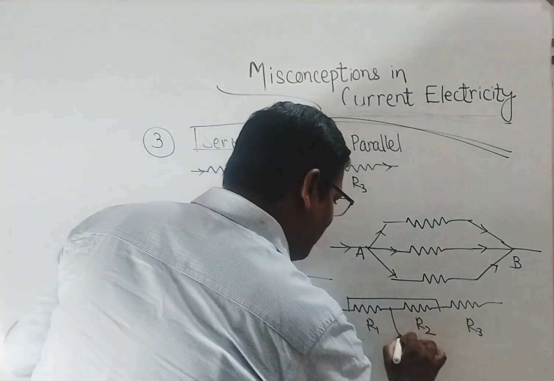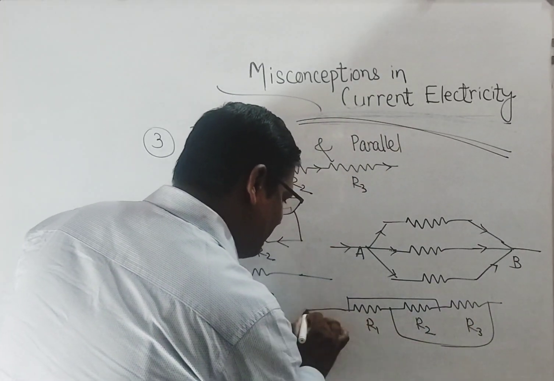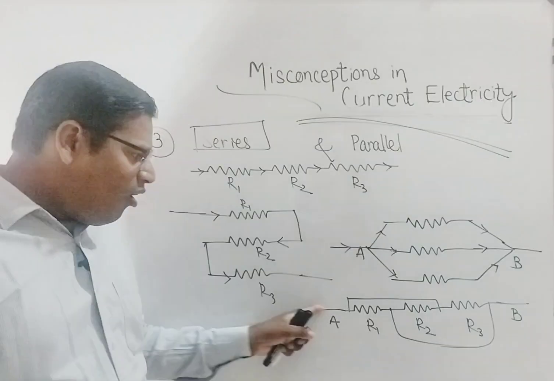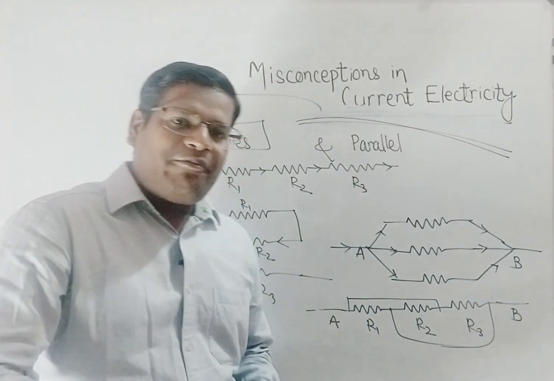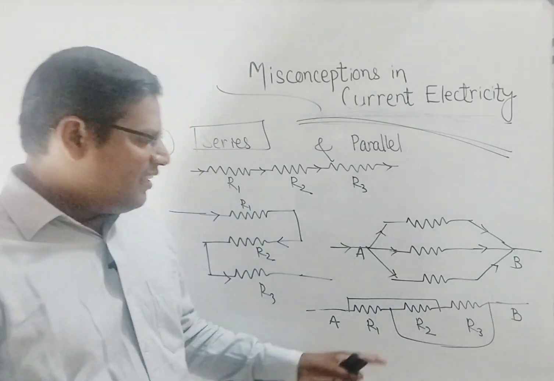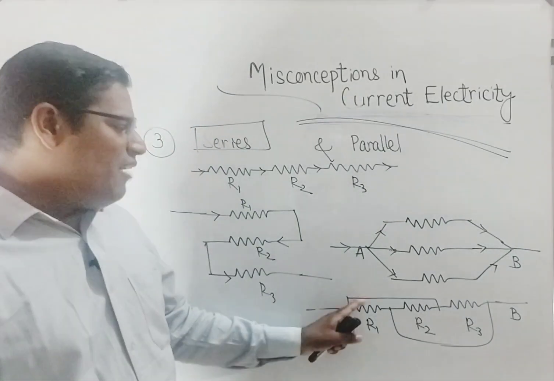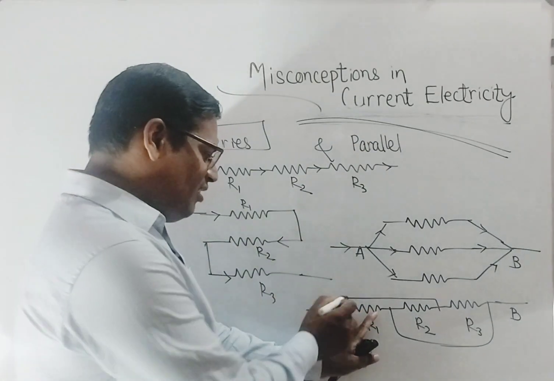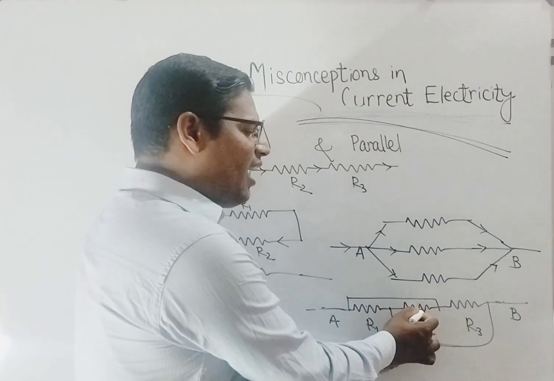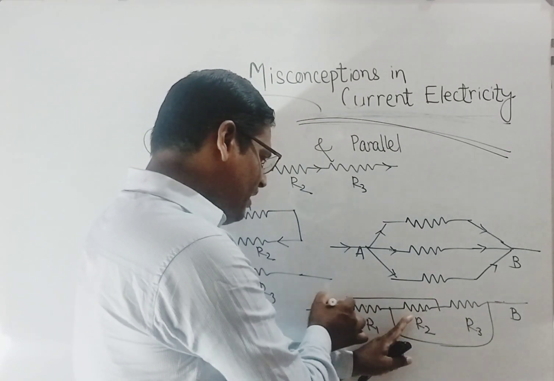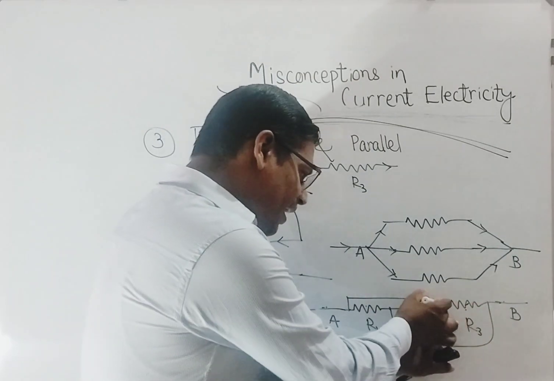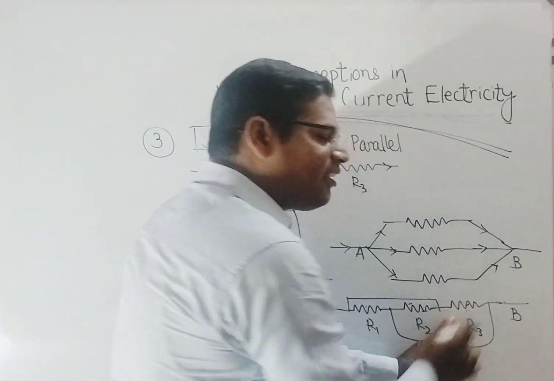And like this. This is A, this is B. It seems like all three of them are in a straight line. We feel tempted to say that they are in series connection. But no, they are not in series connection. They are in parallel connection. You see resistor R1, one end connected to A, the other end connected to B. You see resistor R2, one end connected to A, the other end connected to B. You see resistor R3, one end connected to A and the other end connected to B.